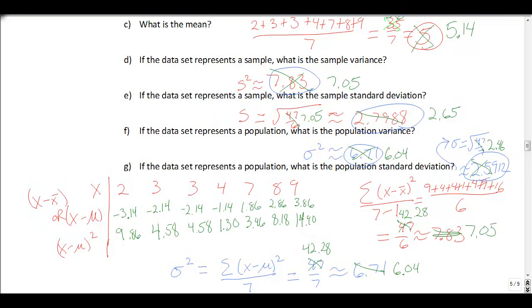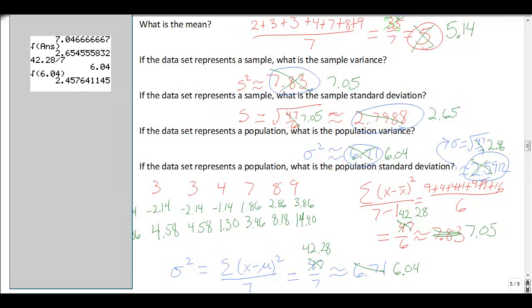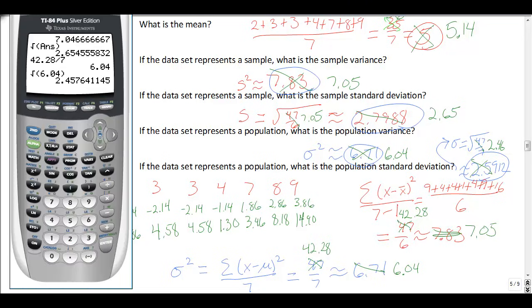Now let's go back and check with the calculator. Whoa, that's a mess. Do it this way. Okay, so we go to stat. Oops, we already entered our numbers in, so I don't actually need to do that. Well, no, I do. Stat, calc, one variable stats. Go back to L1. Second, the 1 gives me the L1. And what I get now in one variable stats, so now I get the 5.14.